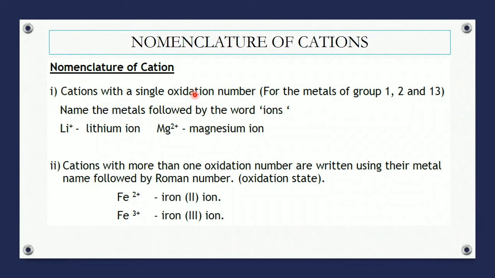So the oxidation number you can see from the group. Group 1 normally loses 1 electron to become +1, and group 2 normally has a charge of positive 2, and group 13 normally has a charge of positive 3. Sometimes there will be ions with more than one oxidation number, and these are normally metals from the transition metals, such as iron 2+ and iron 3+.